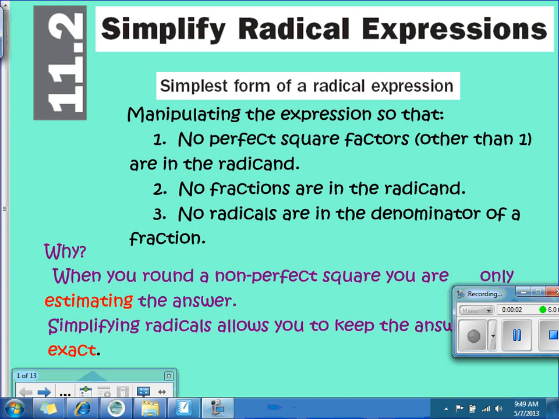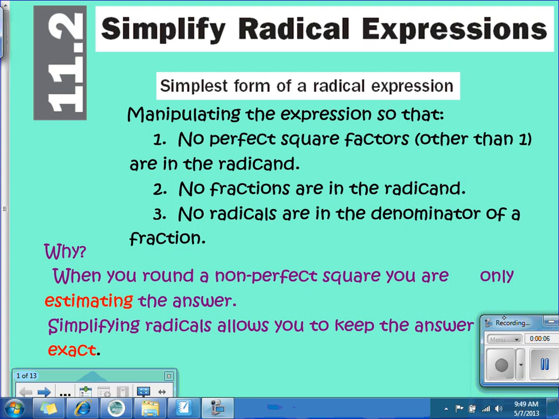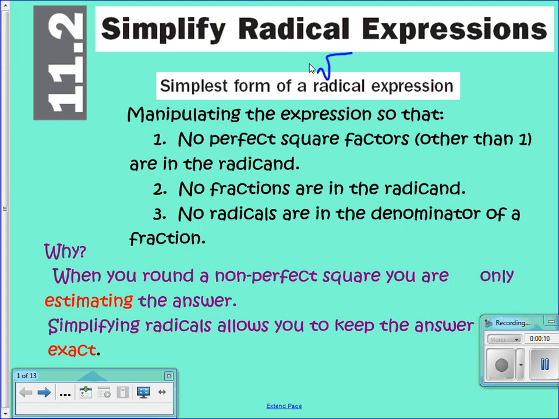This is 11.2, simplifying radicals. There are 3 laws when simplifying radical expressions. Radical expressions just means there's going to be a square root in it somewhere. First rule, law number 1, there can be no perfect square factors inside the radical.